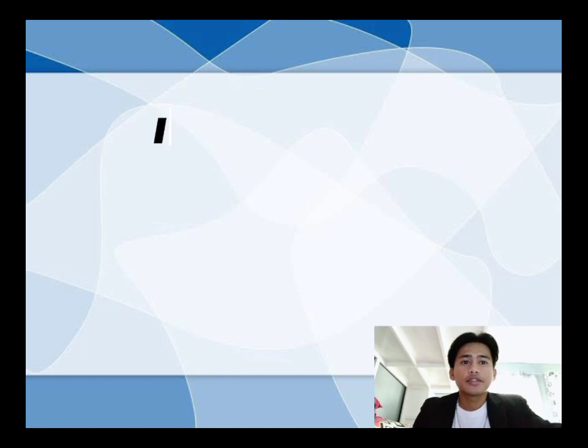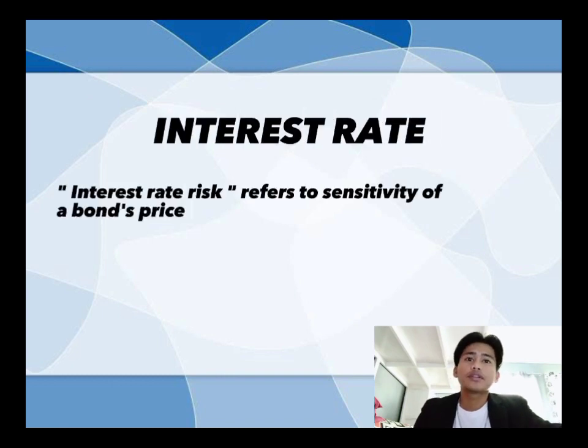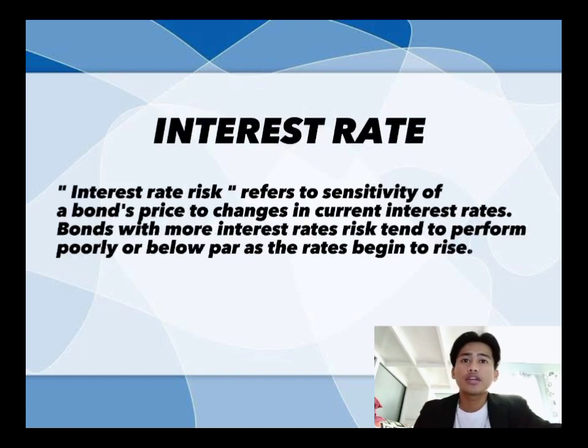So what is interest rate risk? Interest rate risk refers to the sensitivity of a bond's price to changes in current interest rates. Bonds with more interest rate risk, that is, a higher duration, tend to rise in price as rates fall, but they tend to perform poorly, or below par, as rates begin to rise.